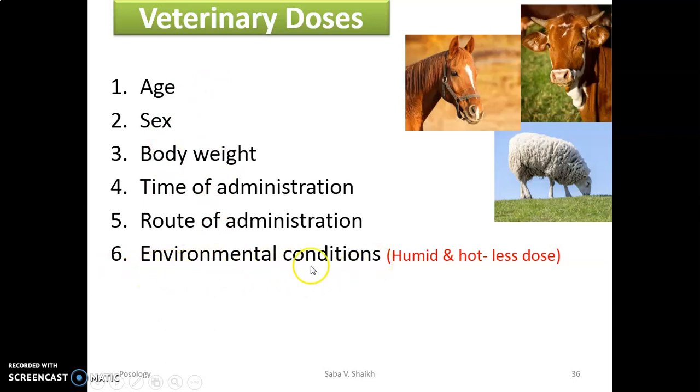Here in environmental conditions, we studied day and night in the case of humans, but in the case of animals the day and night factor is replaced by humid and hot climates. Whenever the environment around the animal is humid and hot, the animal will require a lesser dose. If the environment is completely dry and cool, the animal will require a larger dose. This is the point I have highlighted in red because it is different from the human factor of environmental condition.